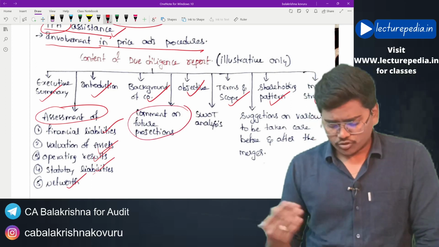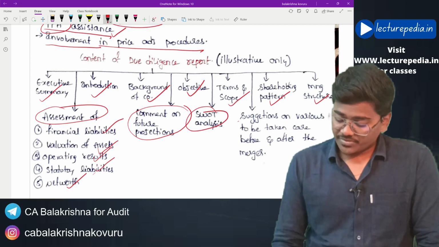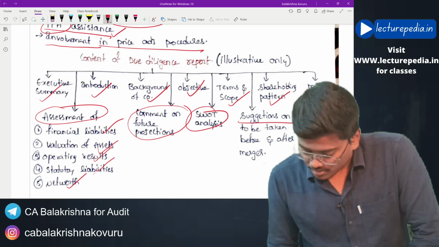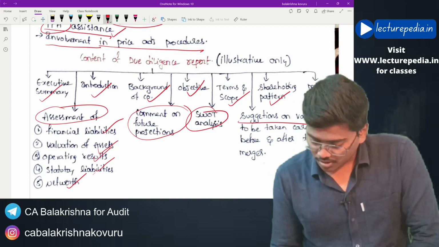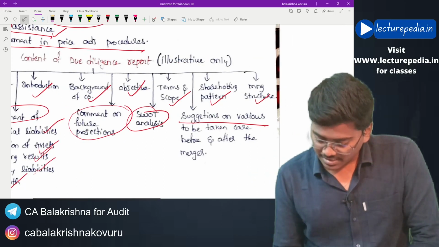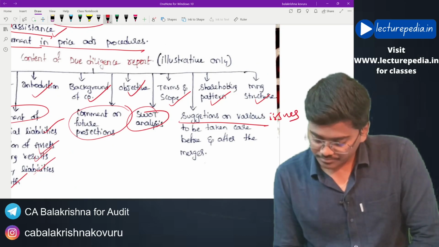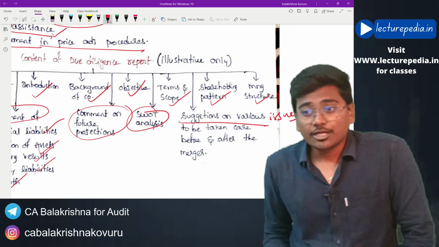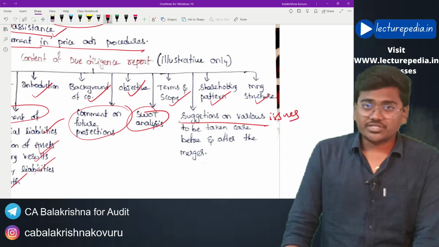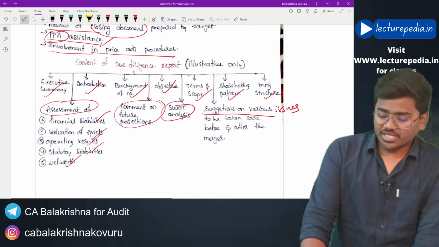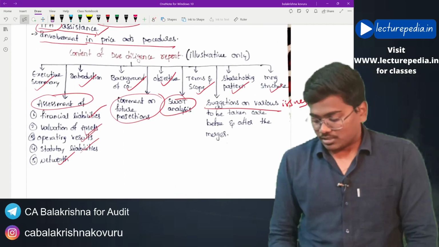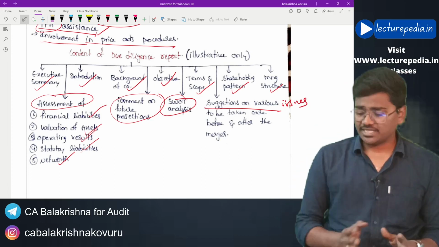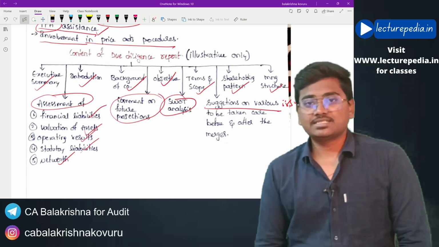Comment on future projection, SWOT analysis, suggestions on various issues to be taken care of before and after the merger. These are some illustrative side headings that can be present in the due diligence report. With this, the revision of due diligence is completed.